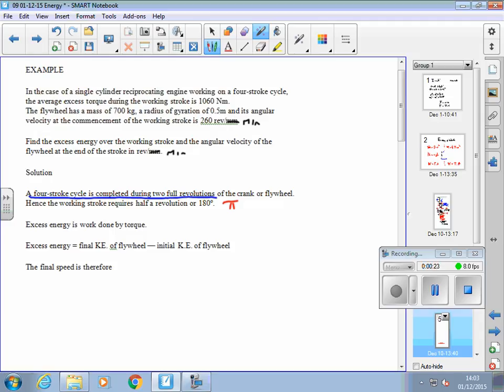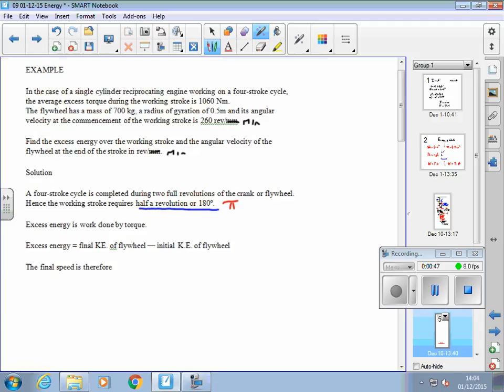So the working stroke during this 4-stroke part will be half of 1 complete revolution. So the 4 strokes is a half a revolution, then the other half, and then a half of the second revolution, and then the final half. So that's where the 4 strokes comes in. So the working stroke corresponds to half a revolution, which is 180 degrees, or pi radians.